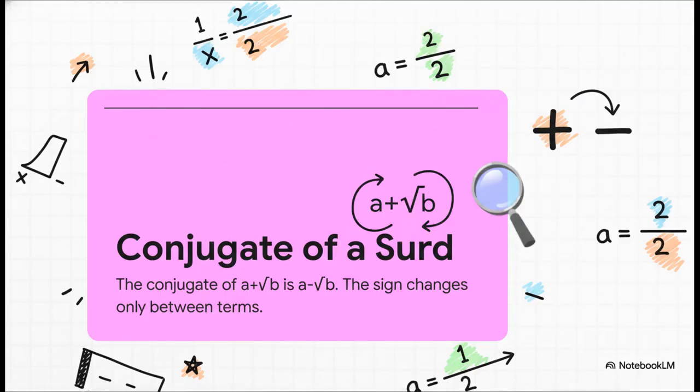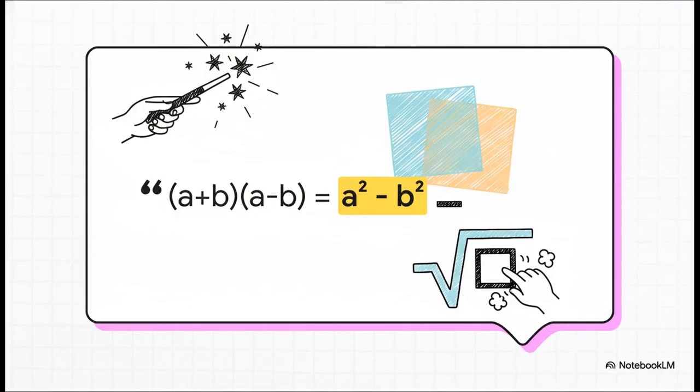So here it is, our secret weapon. It's called the conjugate, and it sounds fancy, but it is so simple to find. For any binomial like a plus root b, the conjugate is just a minus root b. You literally just flip the sign in the middle. That's it. If it's a plus, you make it a minus. If it's a minus, you make it a plus. Now, the reason this weapon is so powerful comes down to this little bit of algebraic magic you've probably seen before, the difference of squares. Remember this?